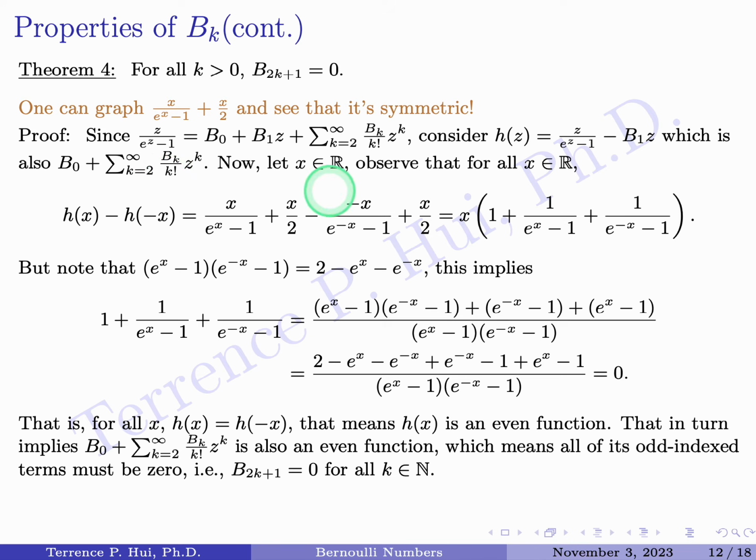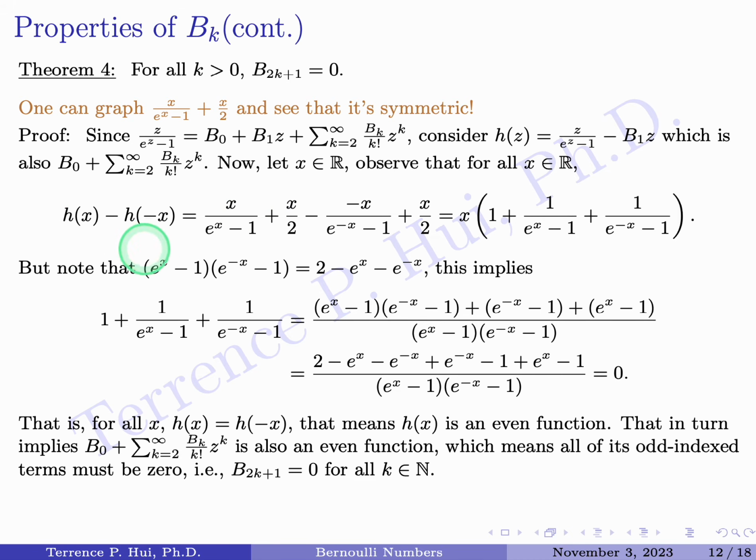Okay. Now, instead of working with complex number z, let's work with real number x as an input instead. So for all real numbers x, I want to consider what happens to h of x. I want to understand the shape of h of x. It turns out it's symmetric. Now, you could have graphed this and seen that it's symmetric, but a graph is not a proof, right? So we need to work out the math to show exactly that it is symmetric. How do you do that? Let's consider h of x minus h of minus x, and I'm going to show this is 0. Because remember, if this is 0, then h of x becomes h of minus x. That means h must be an even function, right? So let's work it out.